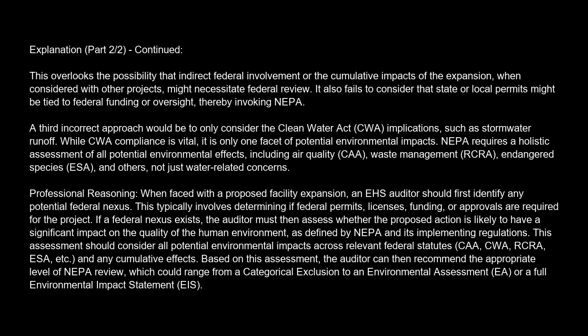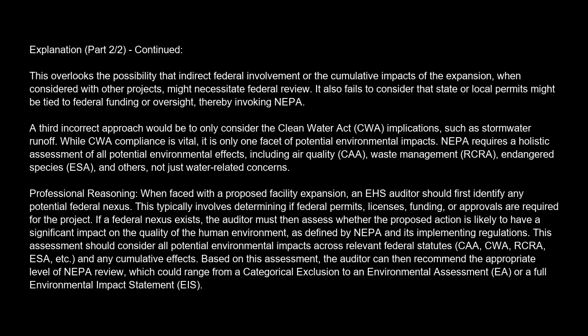Professional reasoning. When faced with a proposed facility expansion, an EHS auditor should first identify any potential federal nexus. This typically involves determining if federal permits, licenses, funding, or approvals are required for the project. If a federal nexus exists, the auditor must then assess whether the proposed action is likely to have a significant impact on the quality of the human environment, as defined by NEPA and its implementing regulations.